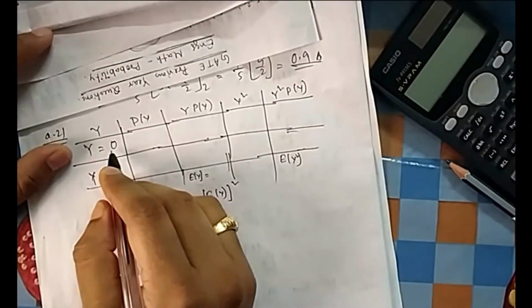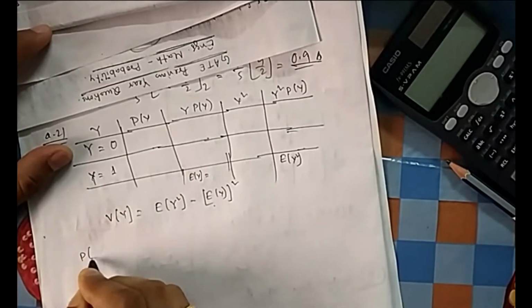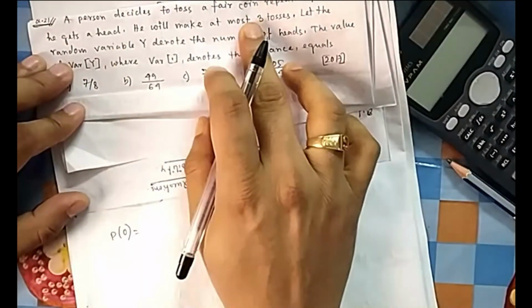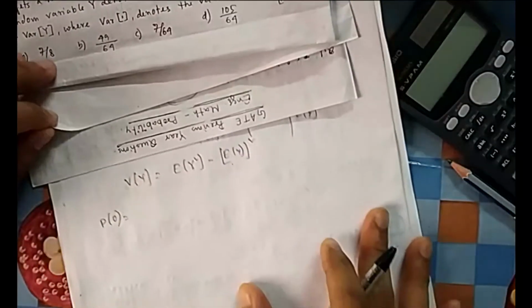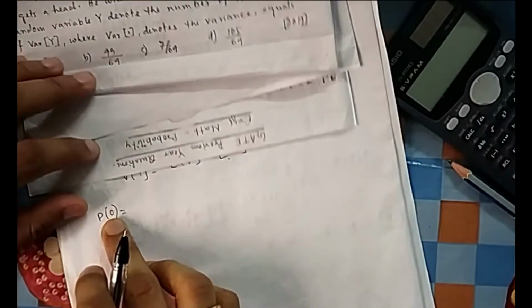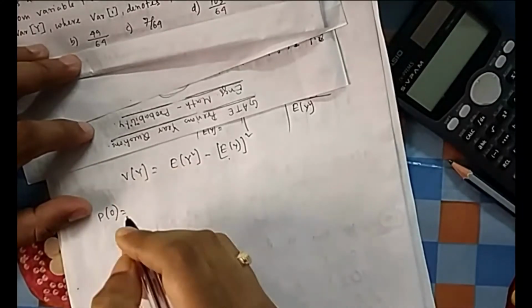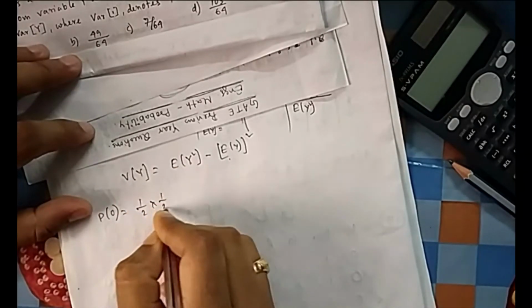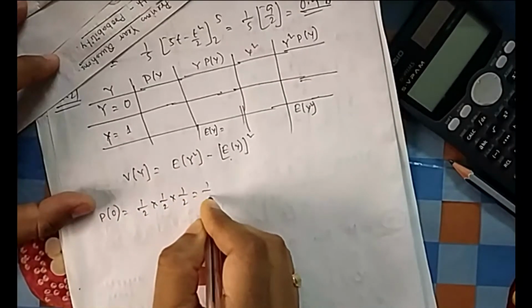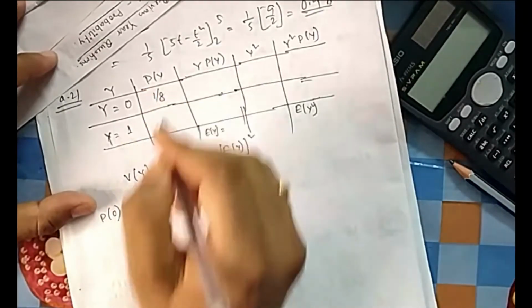So what is the probability of getting 0? 0 means no head. So how many trials will he make? He will go for at most 3 tosses. He will give 3 tosses only. And he has given 3 tosses, he got no head, 0 heads. Meaning every time he got tail. So half, half, half. So this is 1 by 8.